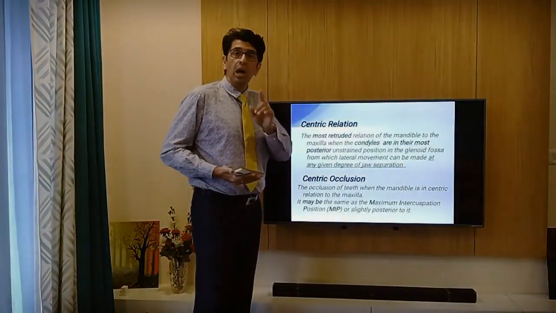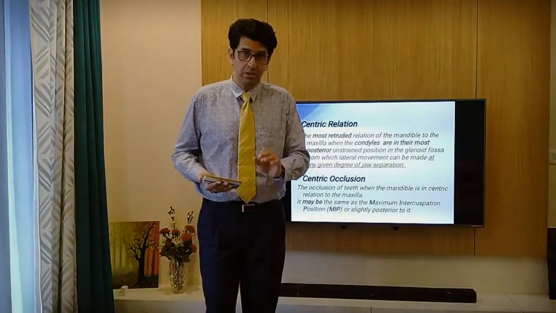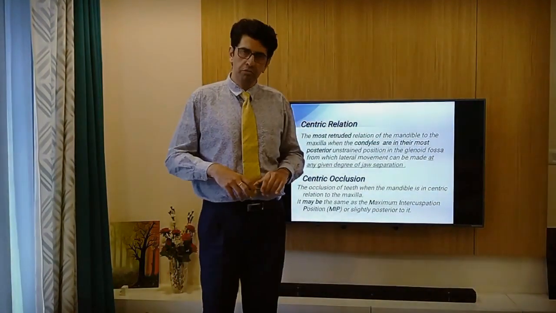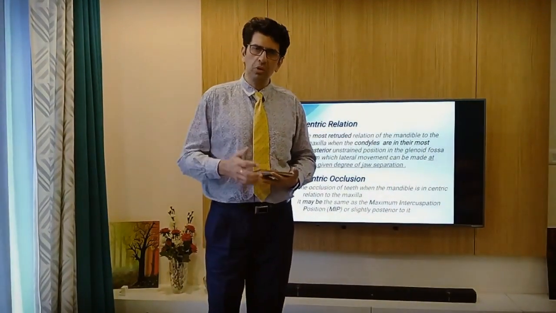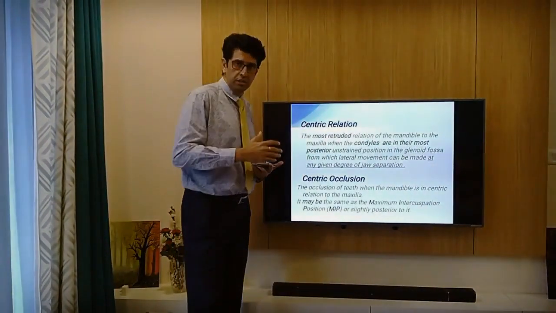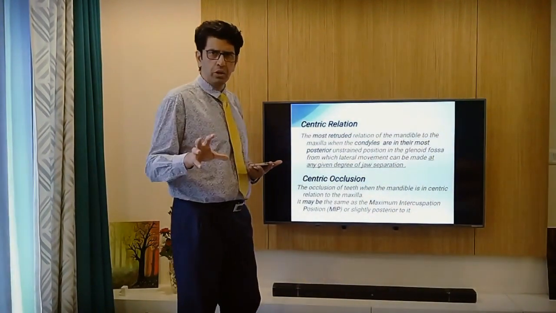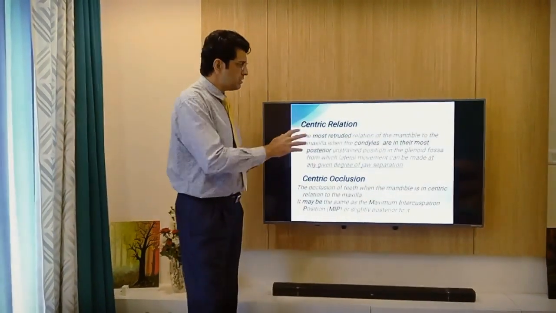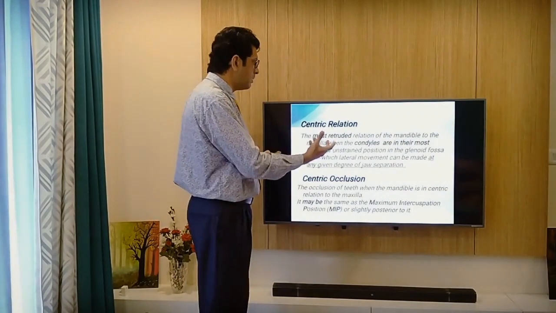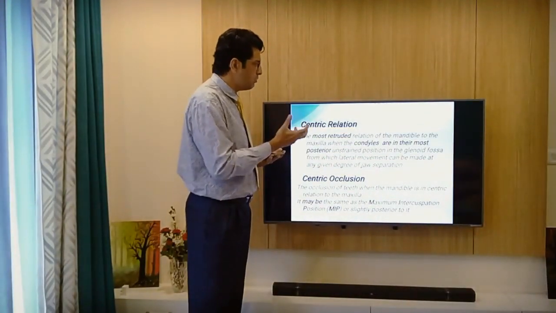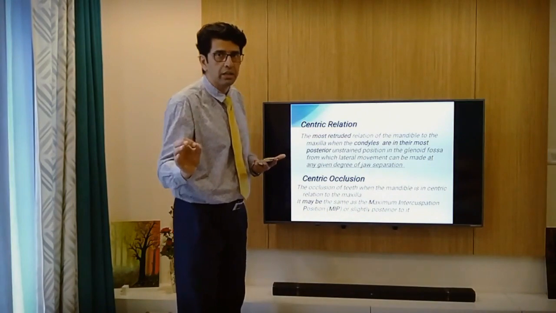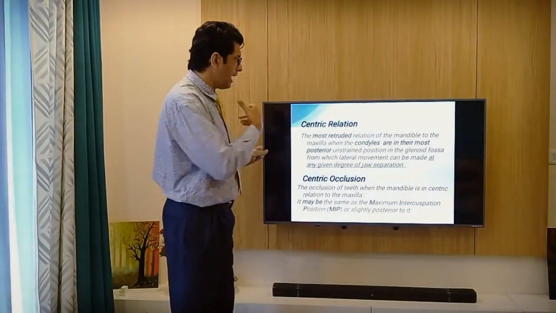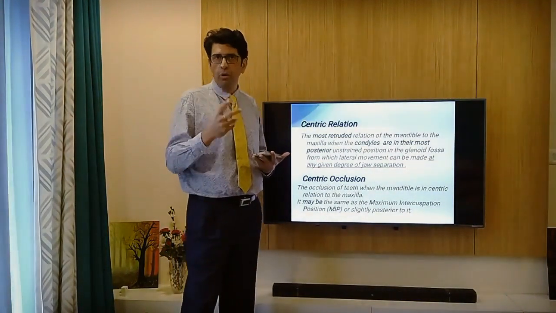Centric relation, you have a definition that is always updated in the GPT. I have not included that definition just because sometimes it's a bit confusing for the undergraduate students. So I'm going to stick with a very simple, old GPT definition just to make you understand. Please learn the other definition for your exam and for your viva, but just remember it's the most protruded relation of the mandible to the maxilla when the condyles are in their most posterior unstrained position in the glenoid fossa. It is from this position that they make their lateral movements, okay, at any given point of separation.